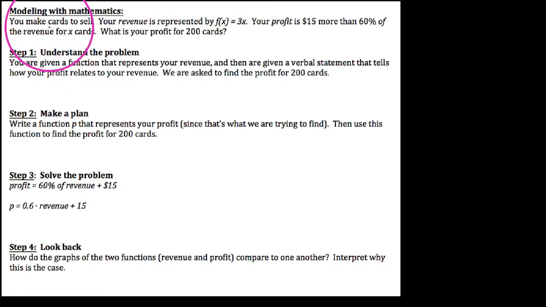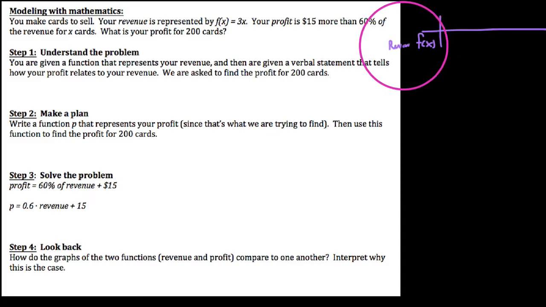It says we make cards to sell, and our revenue is represented by this function f of x equals 3x. And it says that our profit now is $15 more than 60% of the revenue for x cards. So when we look at this revenue model here, we could look at it this way. We say f of x is our revenue.